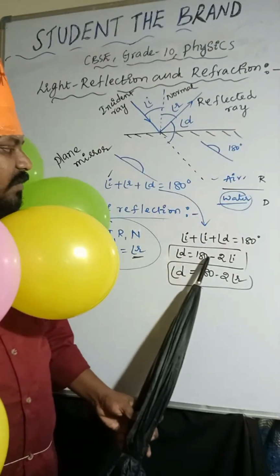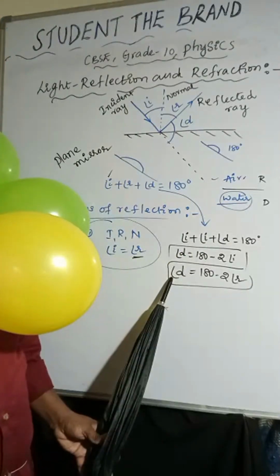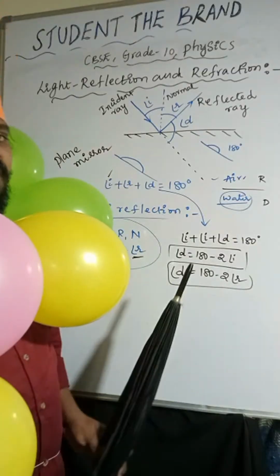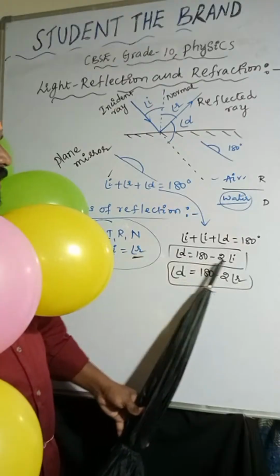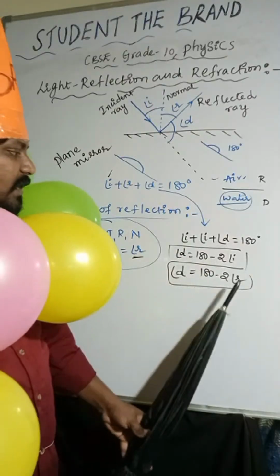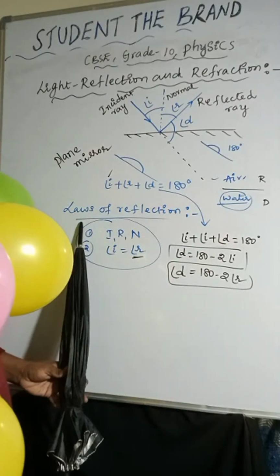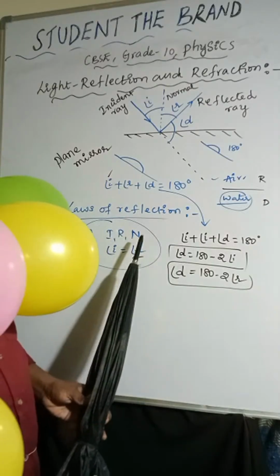Angle of deviation equals 180 minus 2 angle of reflection. So we can get angle of deviation equals 180 minus 2 angle of incidence, or angle of deviation equals 180 minus 2 angle of reflection. So this is about the laws of reflection.